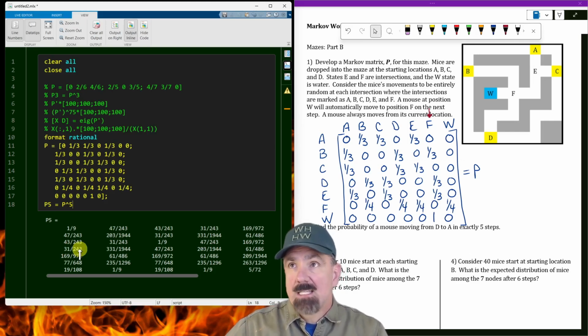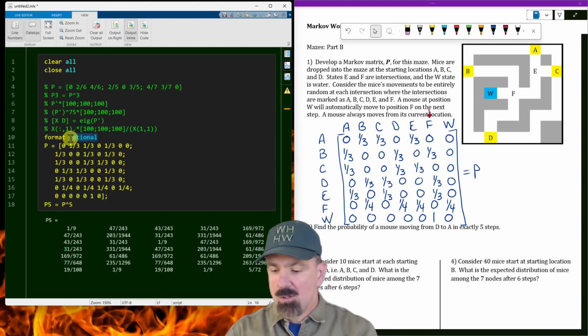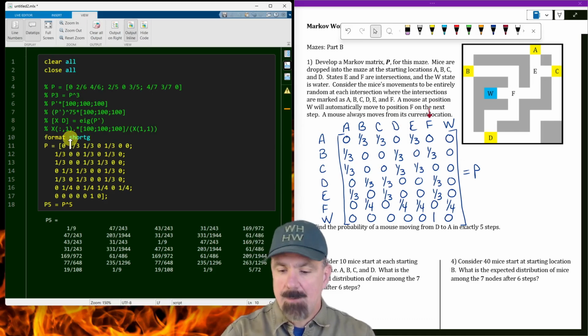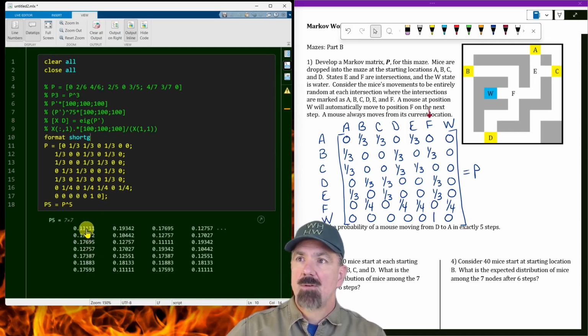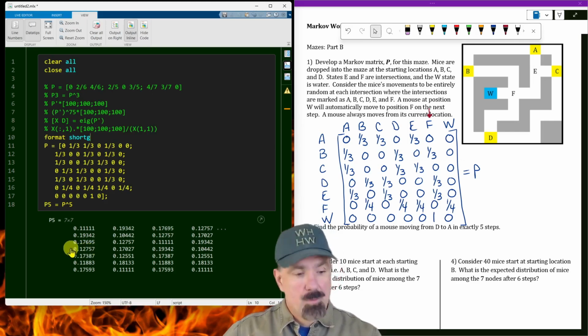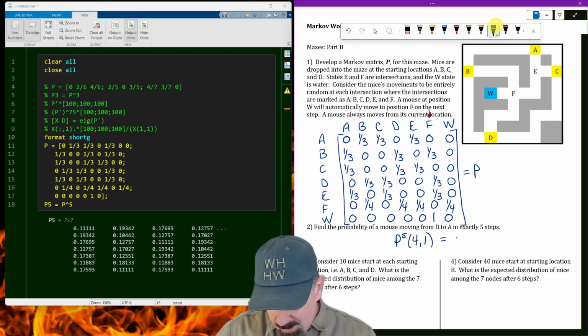If you want to see that as a decimal, that's no problem. We can change from format rational back to format short G. G meaning kind of a general, and it will select it. So I go down. Remember, the first column is A, and I need from D to A, and that is 0. Right, so I have a P5, and I'm looking at 4, 1, that's D to A, and that's equal to 0.12757.